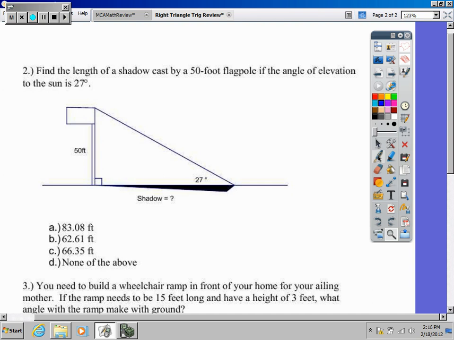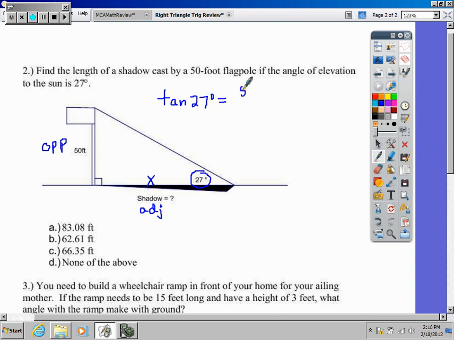Now let's look at another example. This time we are told that we're supposed to find the length of a shadow cast by a 50-foot flagpole if the angle of elevation to the sun is 27 degrees. So this time we are going from this 27-degree angle right here. So I'm going to circle that. The side across from that, we call the opposite. And the shadow length that we're trying to find is the adjacent. So we're dealing with opposite and adjacent.